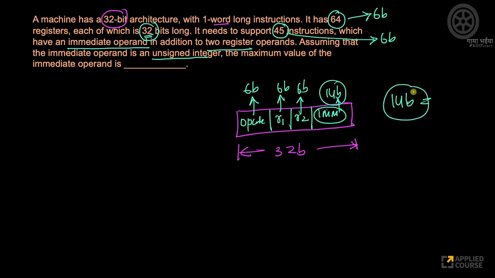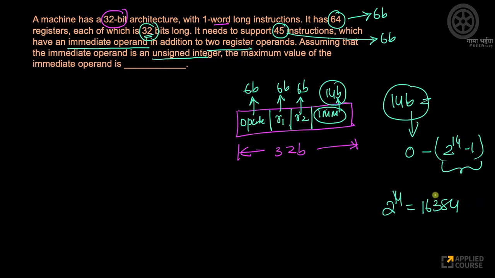Now, in these 14 bits, I need to consider this as an unsigned integer. So what are the values that I can store in 14 bits? 0 to 2 power 14 minus 1. That's the range of values I can store in 14 bits. The maximum value of the immediate operand is 2 power 14 minus 1. What is 2 power 14? 2 power 14 is 16384. You can verify this. So 2 power 14 minus 1 is 16383. So the answer here is 16383. Simple question here.